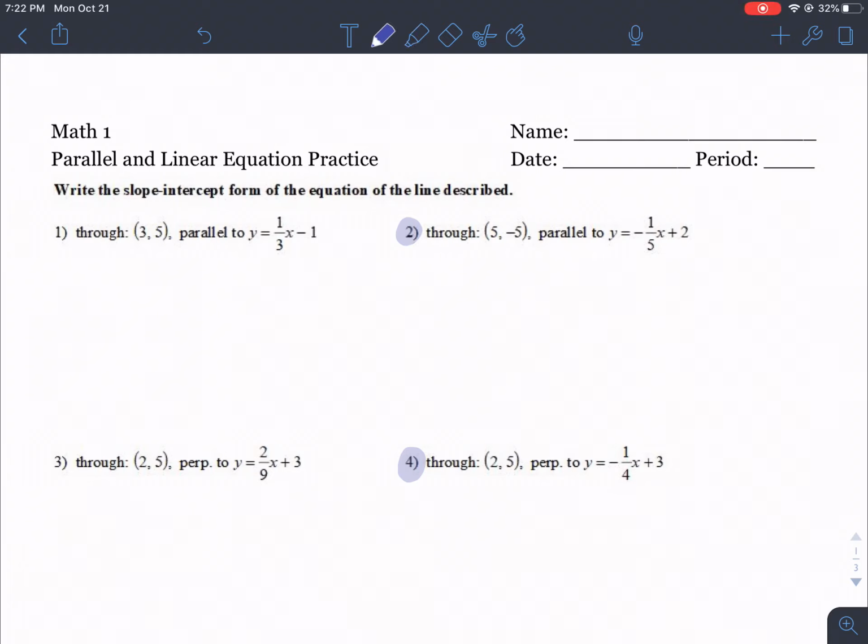Alright class, so today we're going to do parallel and perpendicular lines. The title should say linear equations, that should say perpendicular lines, whoops. Should probably fix that later. So parallel and perpendicular lines.